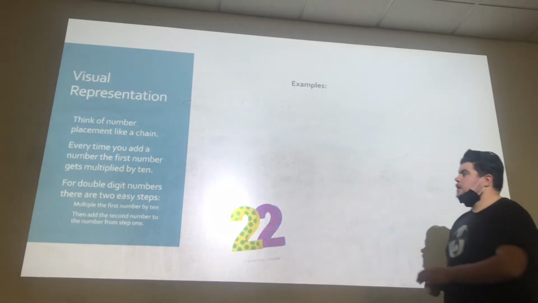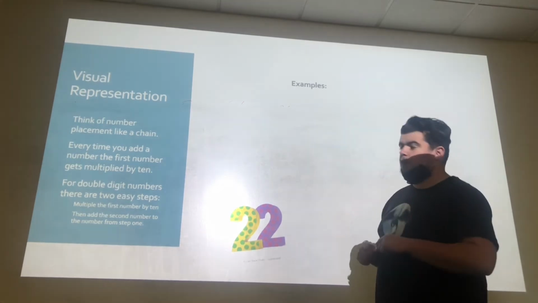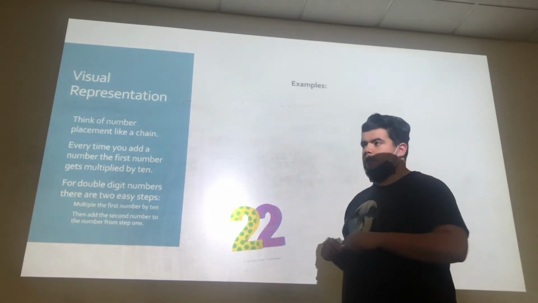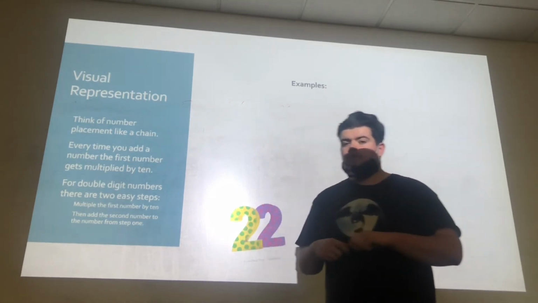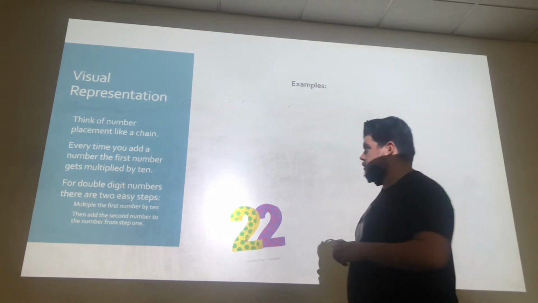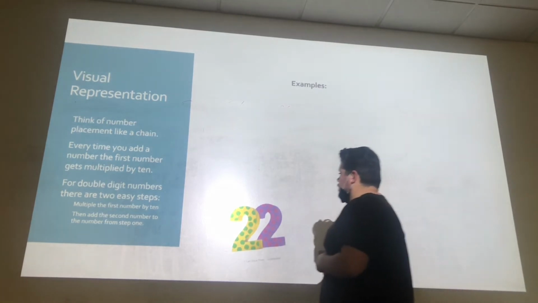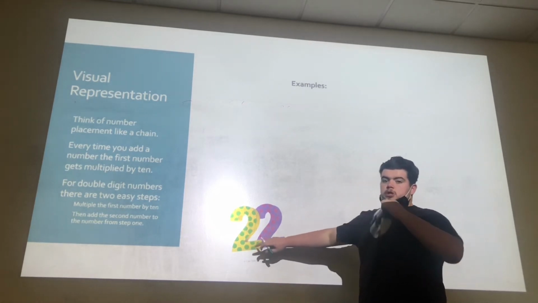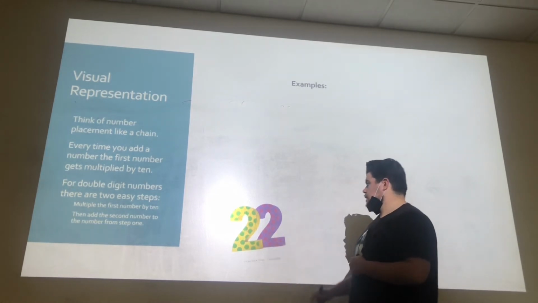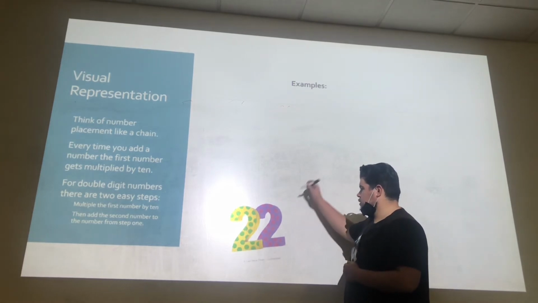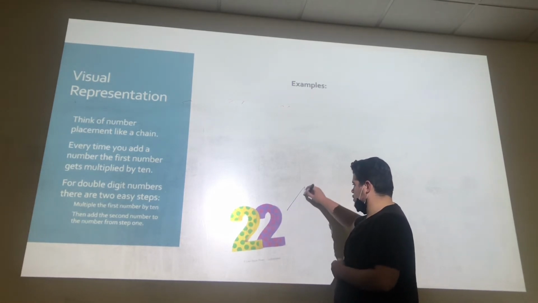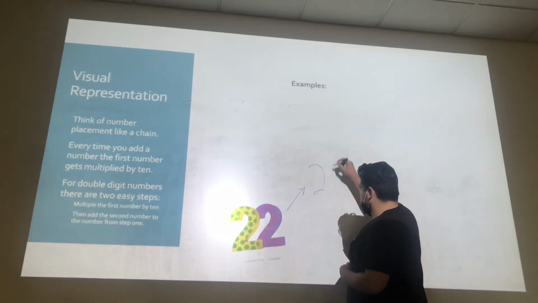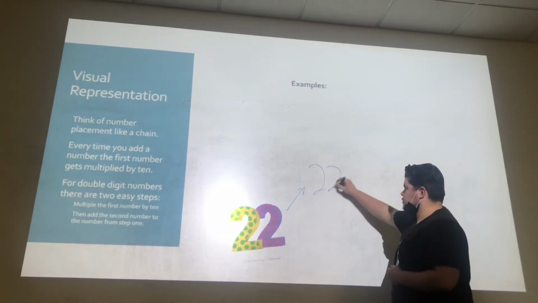So, when we think of a double-digit number, we need to think of a chain, okay? So every time you have a number, say for example 22, which is 2, 2, okay? It becomes a chain. So 22 can be written as 2, 2, okay?